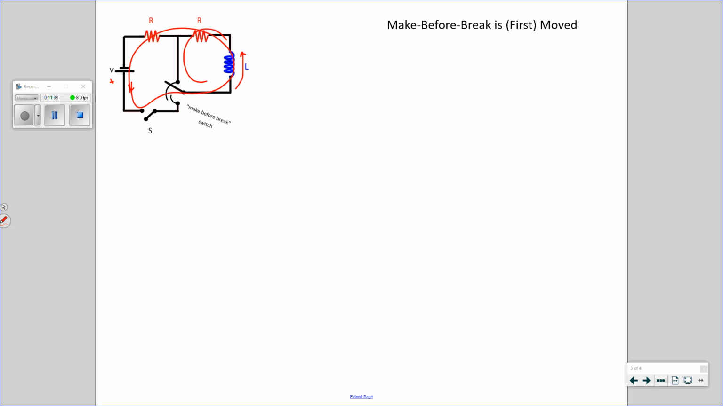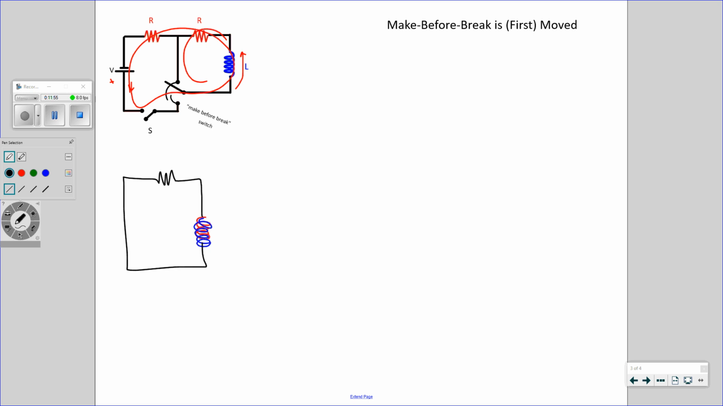All right, so when we move this make before break, this circuit behaves like, well, it really does just have an inductor and R. That's it. That's all that the circuit has in it. All right, and like we said, when we shut off the supply of energy from that power source, this inductor works against that change in current and tries to keep producing current in that direction.